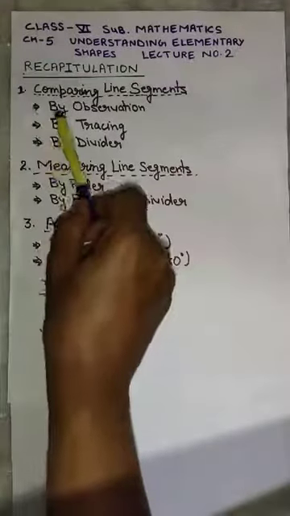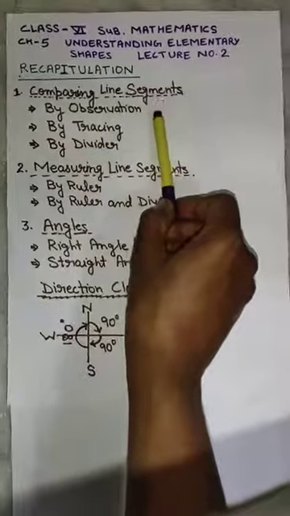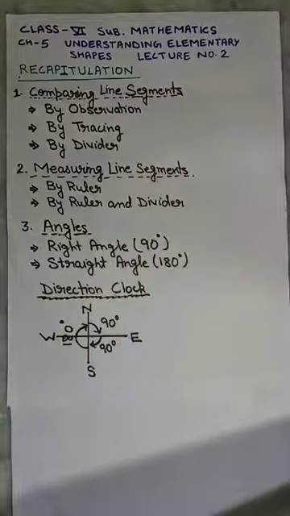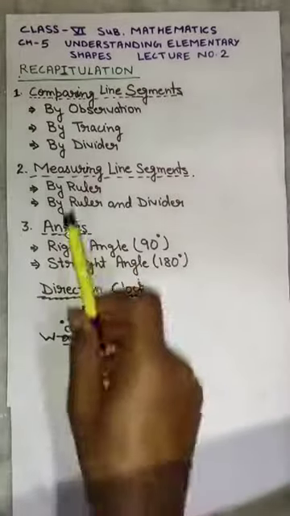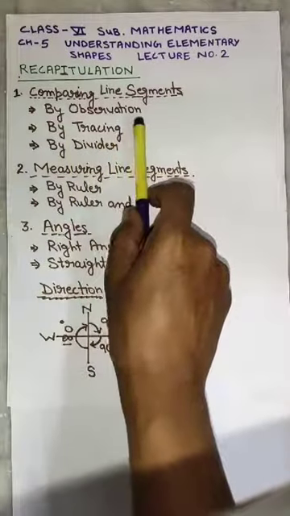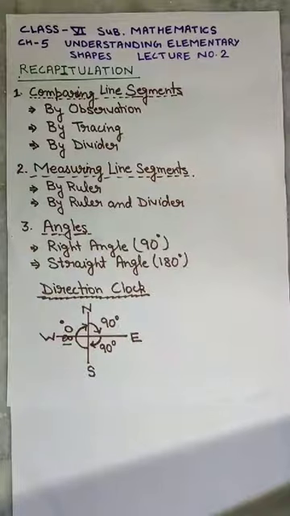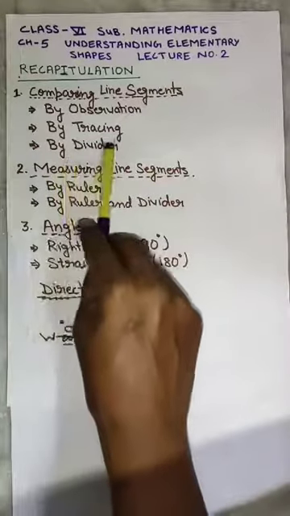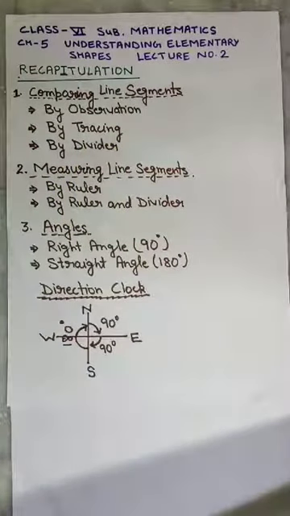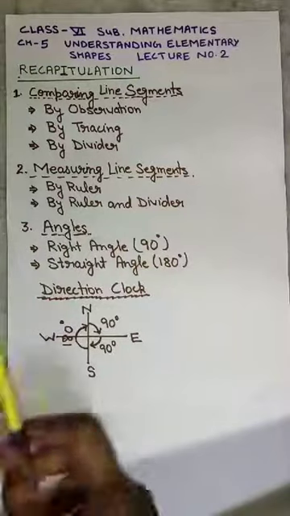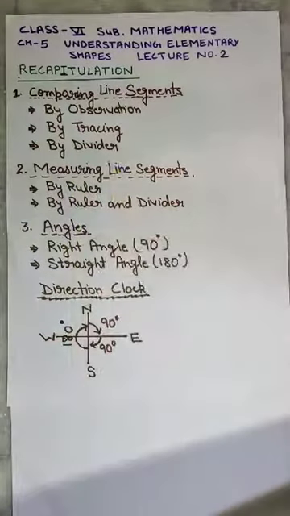We have done comparing line segments. How do we compare two line segments? Two line segments can be compared by observation, just by looking with our eyes which line is smaller and which is greater. Or we can compare by tracing it. Or the third method that we have done is by divider. We have learned that the divider is the best method to compare line segments.